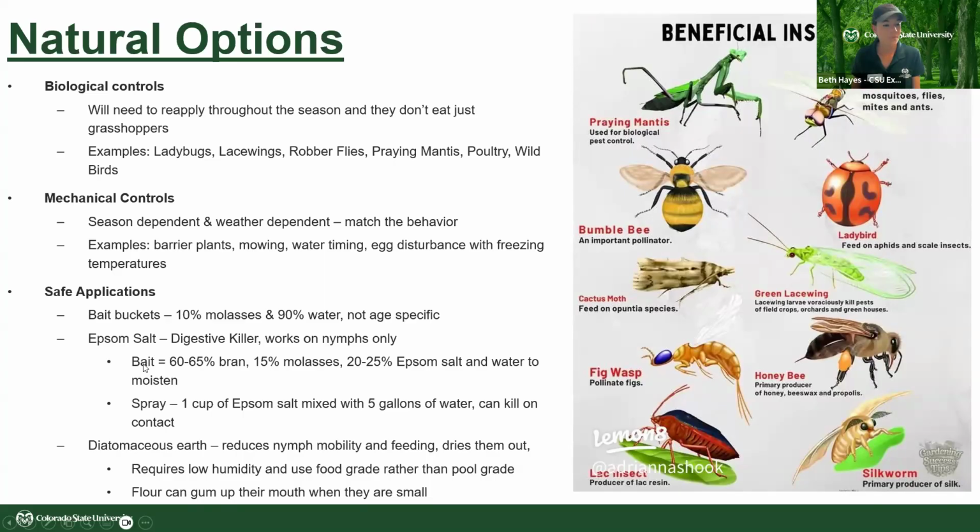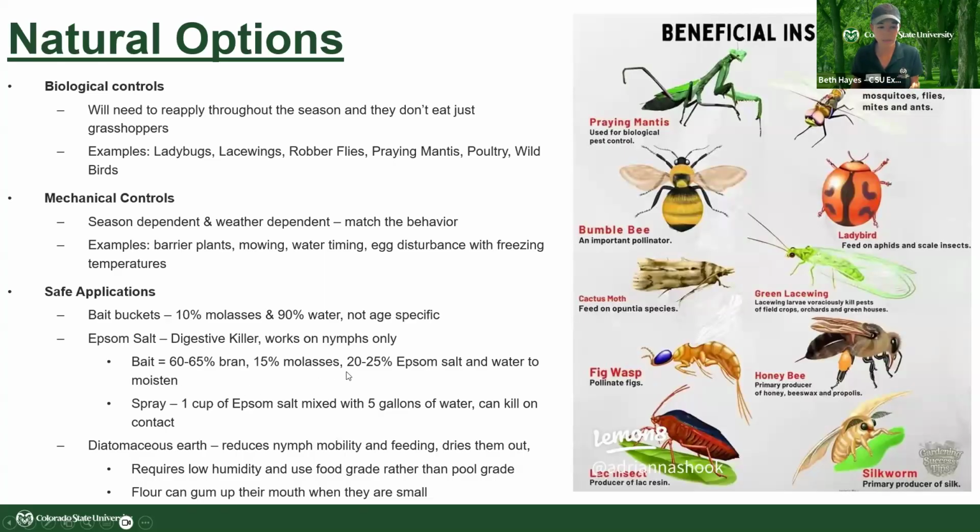Epsom salt does work. It's a digestive killer, and you want what I call non-flavored. If you go to the store, you can get ones that have lavender and all this stuff in. It doesn't work as a double hitter if it's got lavender or mint or whatever in it. You really just want plain Epsom salt, and then you can just put it around because they'll eat it if they're in high areas. It really only works on nymphs though. So again, those early stages.